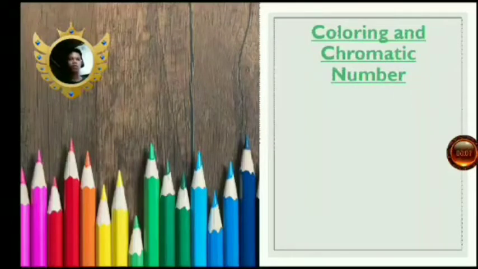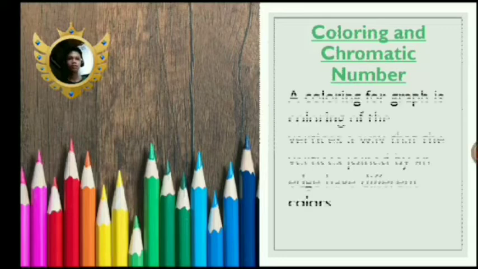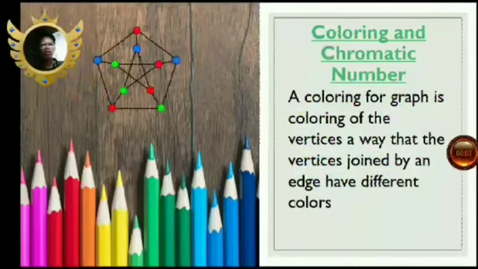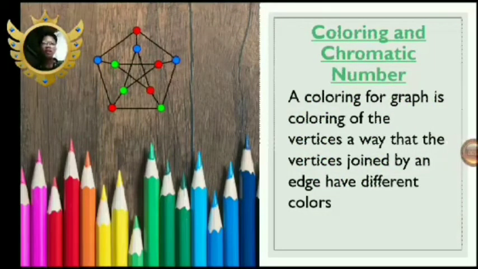First of all, we have coloring and chromatic number. A coloring for a graph is a coloring of the vertices in a way that the vertices joined by an edge have different colors. For example, in this graph, we see the endpoints of one edge, two vertices, one red and one blue. If you analyze any edge of this graph, you see the two vertices are different colors.